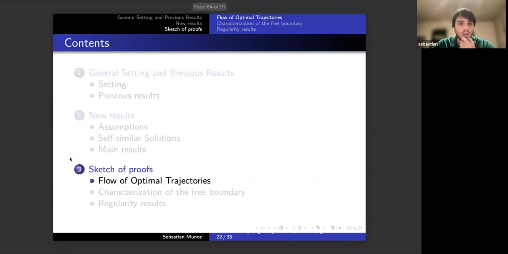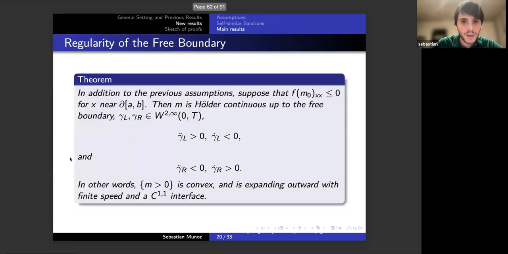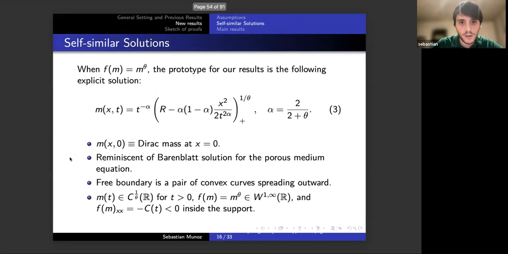Okay. So those are the main results. Something I didn't mention, maybe I should have mentioned, is that we have an exact quantification of the rate of propagation, and it is exactly the same as the rate of the self-similar solution. The self-similar solution spreads with algebraic rate t to the alpha. Maybe let me show that. So you see this alpha over here. The free boundary for the self-similar solution spreads with rate t to the alpha.